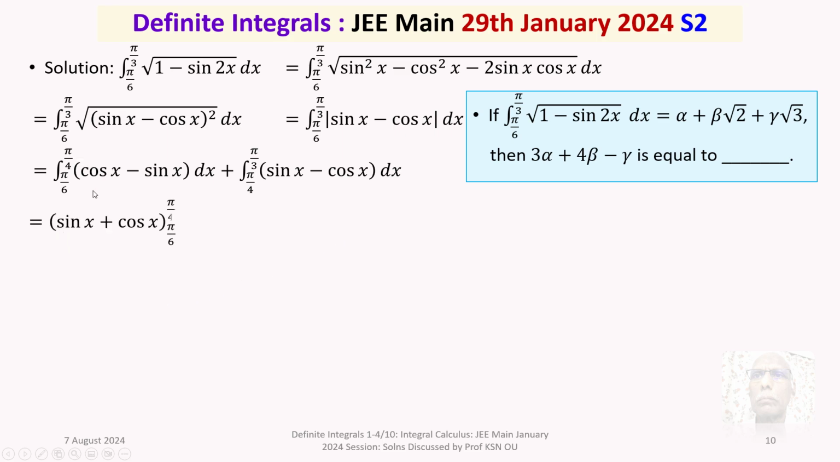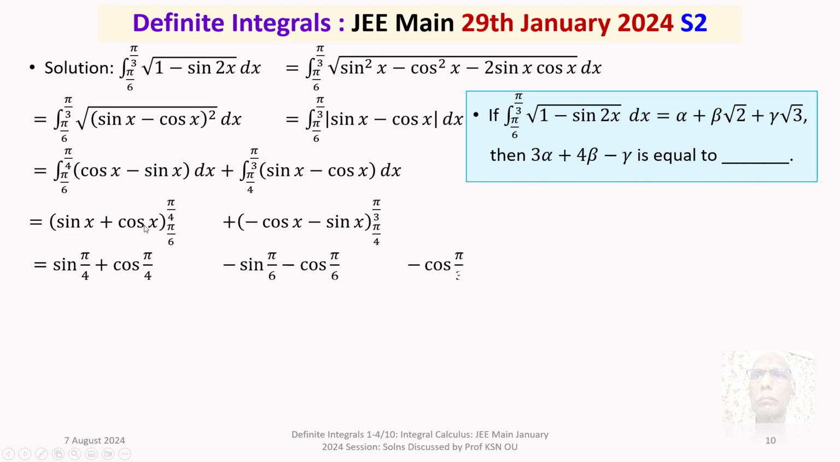So the integral of cos x is sin x, the integral of minus sin x is cos x, between the limits pi by 6 to pi by 4, plus the integral of sin x is minus cos x, the integral of minus cos x is minus sin x, pi by 4 to pi by 3. Right. Take the upper limit and the lower limit of the first bracket, and the upper limit and the lower limit of the second bracket.